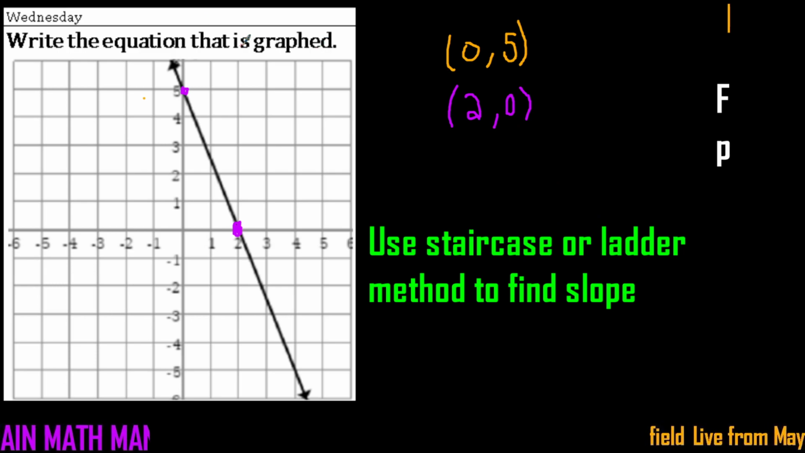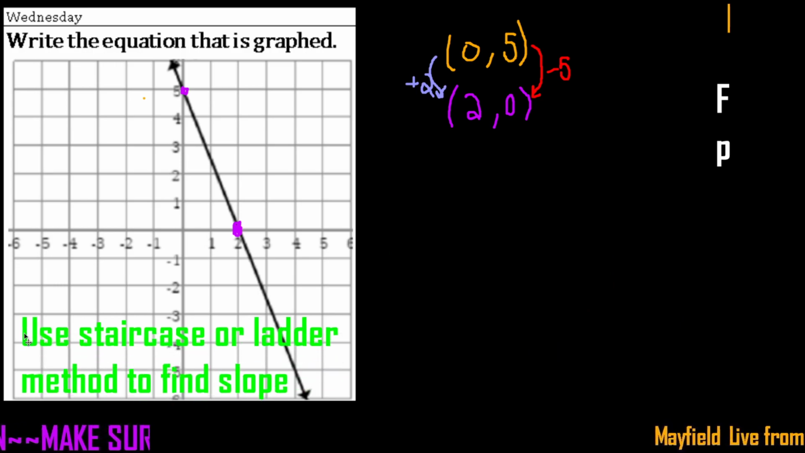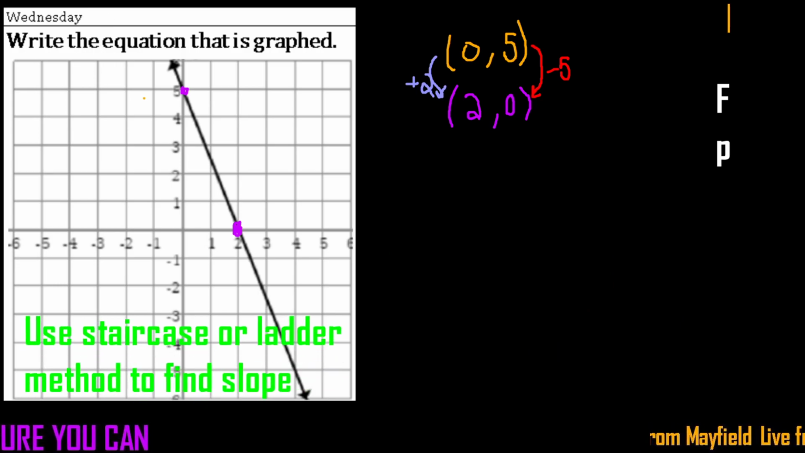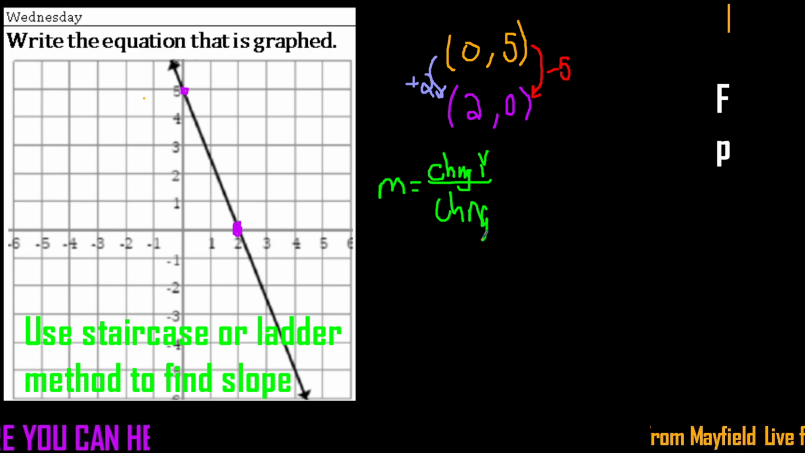Again, find your change in y. So if I'm going from 5 to 0, that means I am subtracting 5. And if I'm going my change in x, I'm increasing it by 2. So it's always the ratio of those two numbers. So when you are going to write your slope, again, it's going to be m, which is going to be the change in y over your change in x. So always make sure it is a ratio of those two.